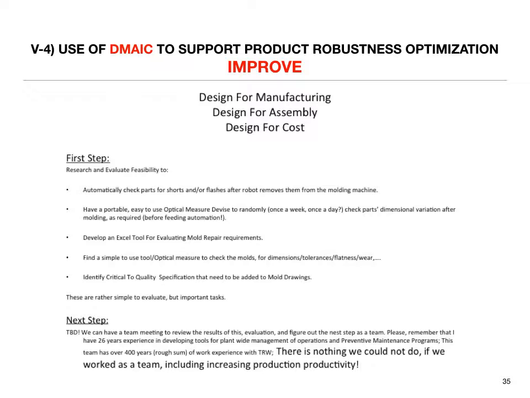And then I came up with the improvement plan. First step, automatically check parts for shorts and flashes. These were molds coming out of the machine. I had identified equipment that could do the inspection automatically, and a portable, easy-to-use optical measuring device for randomly checking parts, once a week, once a day, for dimensional variation after molding as required.